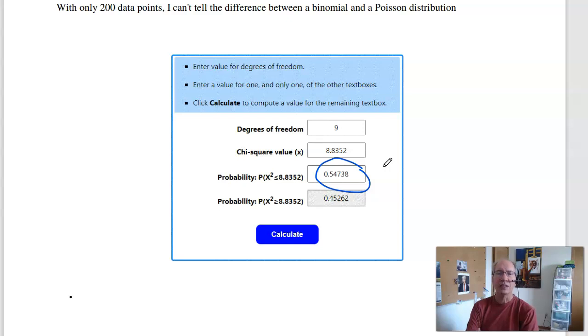So that is a chi-square test. It's a test of a distribution. With it, I can tell whether a die is fair. I can tell whether data is a normal distribution, or similar to a normal distribution. I can tell whether data is a Poisson distribution.